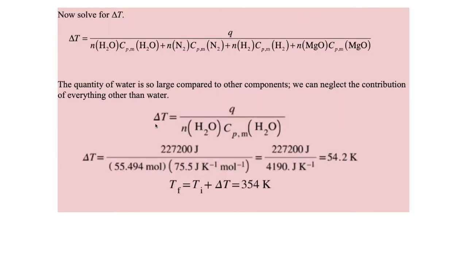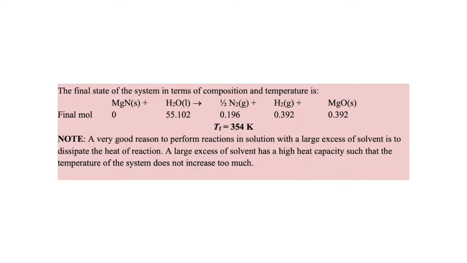We've done this problem before, and we know that water is in large excess, so we don't have to worry about the contributions from all of these other components. So we can just consider the contribution from water, and we find a 54 K increase in temperature, delta T of plus 54 Kelvin, which when added to our initial temperature of 300 Kelvin means that the final temperature of the system will be 354 Kelvin. So we know the final state of the system in terms of both the composition and the final temperature.